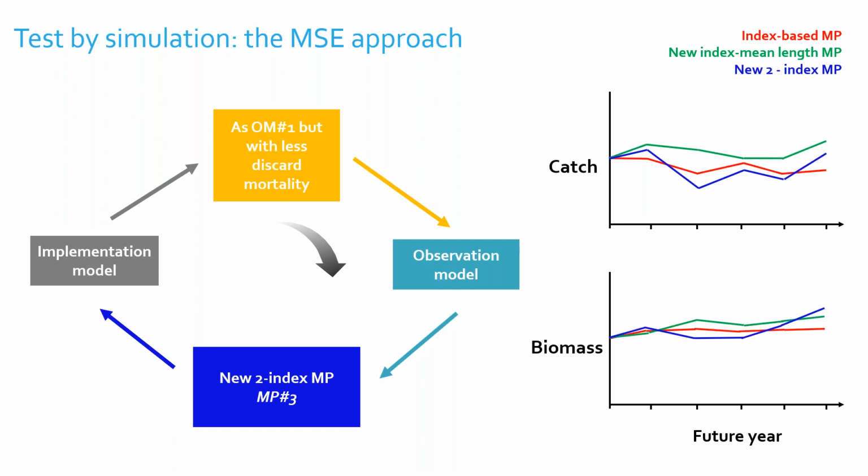MSE is not about the truth. It's about having confidence that you've got a management system that's strong, that's robust, that will get what you want. That's the focus. And because we go round and round in this loop, and because there's feedback between the management procedure and the operating model, just like there is in reality, this is sometimes called closed loop simulation. You'll hear people say that. All that is saying is that it's going round and round in this circle and there's feedback. It sounds technical, but that's all they mean.